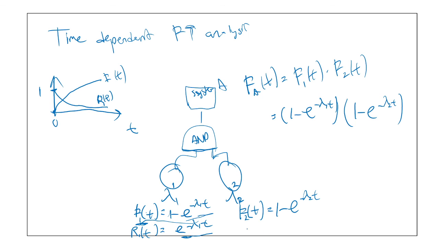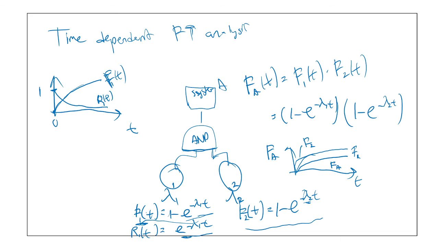This is for equipment number 1. Similarly for equipment number 2, the difference is only due to the failure rate, lambda 2. So this is the line for F1. So what about FA? Let's say this is F1 and this is F2. So the result for FA would be down here. So this is FA.